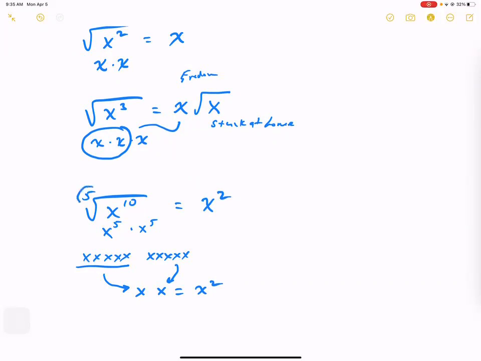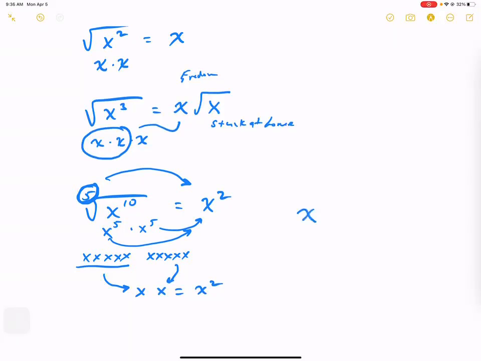Because the goal is I'm looking for a set of 5. If you have a set of 5, you can come out. Well, fine. I have a set of 5 once, and I have a set of 5 twice. So this could be slightly confusing because we went from 10 to 2, but that's what radicals do. They take out not really the exponent, they take out the type, the set.